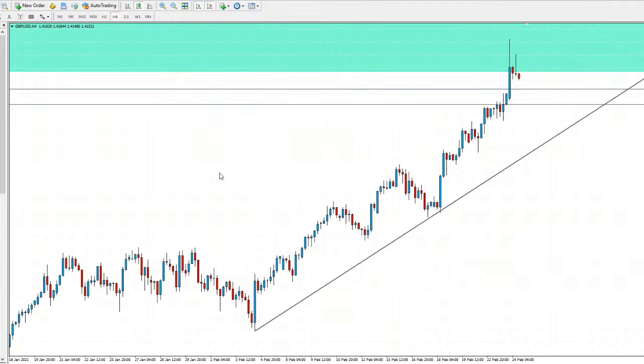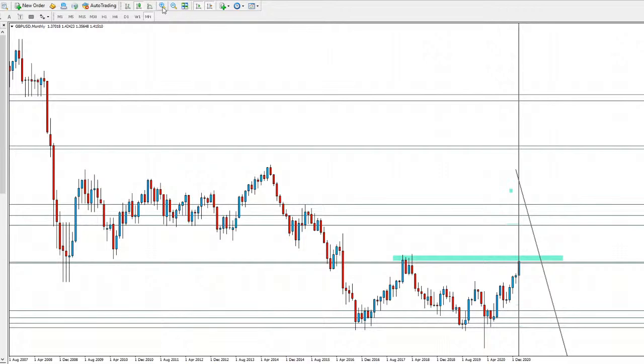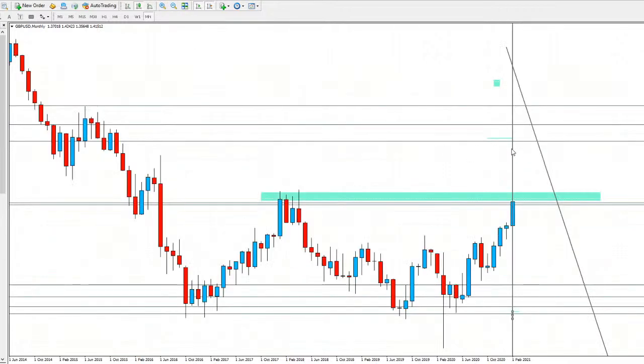GBP/USD, big push to the upside. Overnight we actually went and hit 1.42, which is the monthly target that I had for this pair. As you can see, if I drop to the monthly chart and zoom in, you can see we finally tapped into this area here in the market, 1.42.